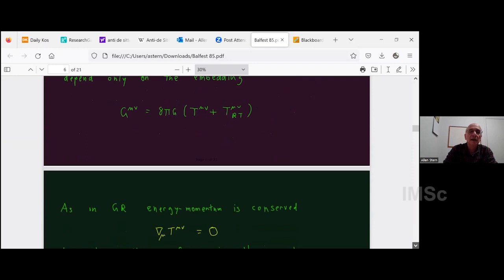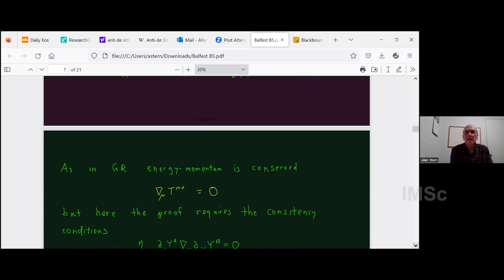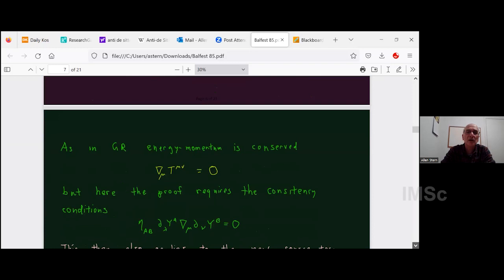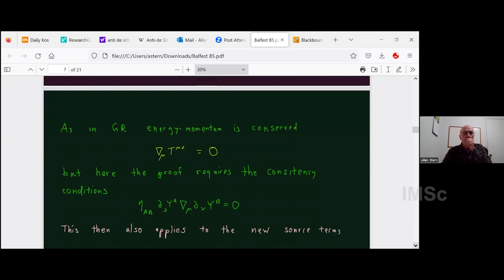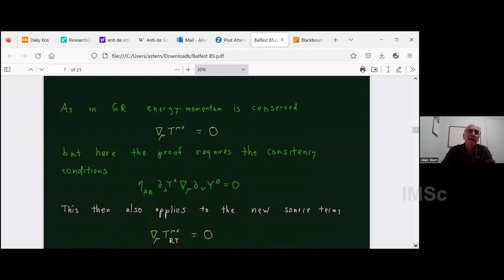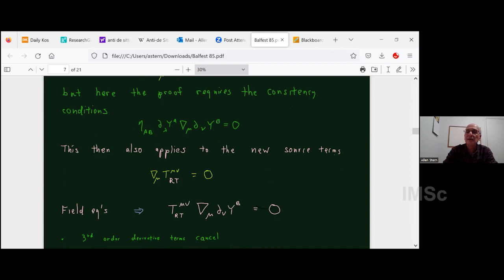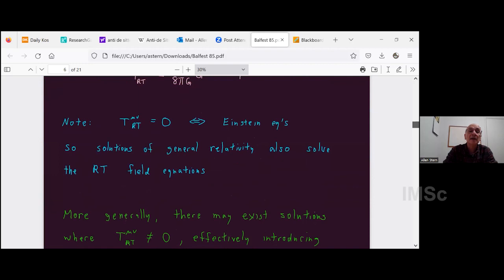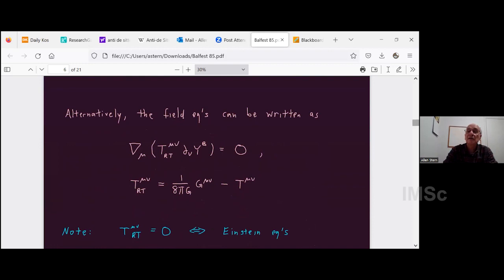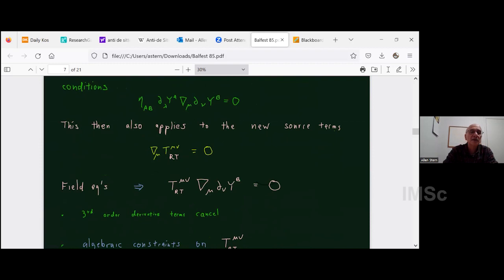And as in general relativity, the energy momentum tensor is conserved, but to prove that, you need more than the Bianchi identity in this case. You also have to use these consistency conditions on the coordinates. And this then implies, from the Bianchi identity, that these extra source terms also have to be conserved. That means you can simplify this field equation that I wrote up here. Since the TRT is covariantly conserved, one can just simplify the field equation to some algebraic constraints on this source term.